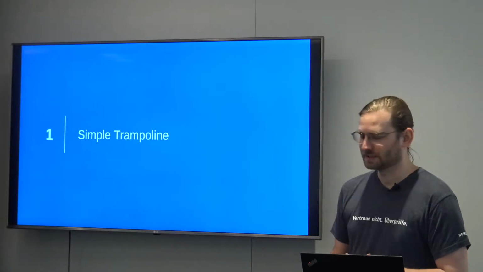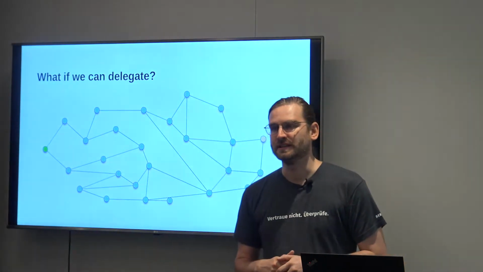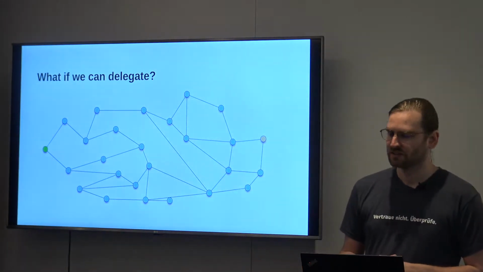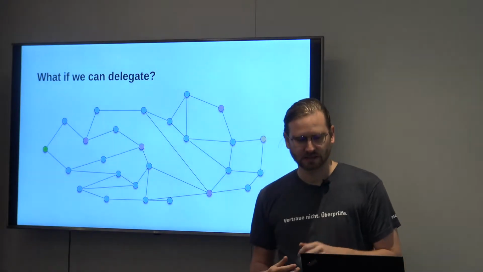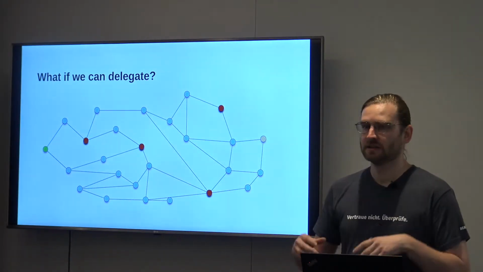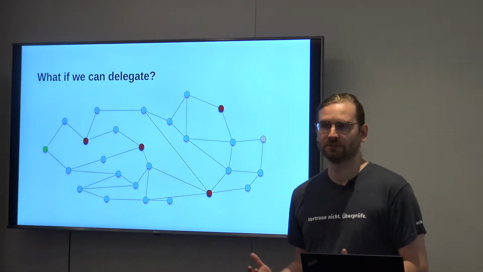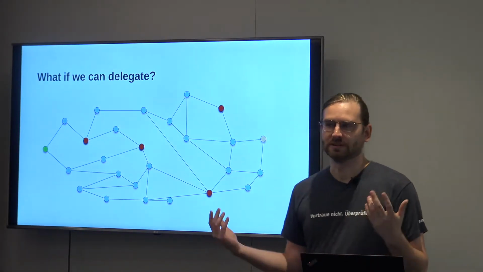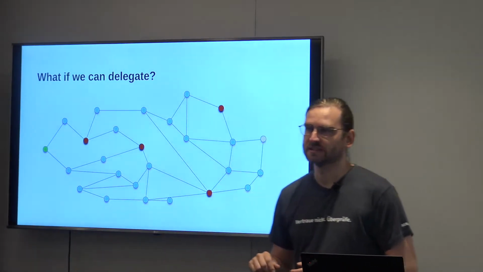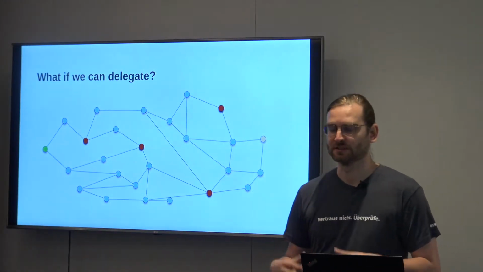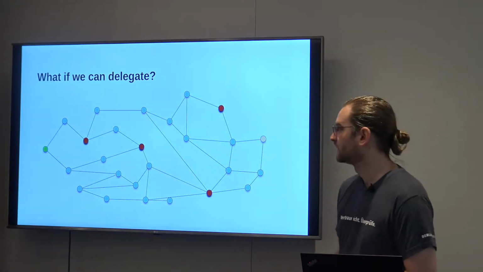Basically, what would happen if we could delegate the route finding mechanism? In the network, we have some nodes that announce themselves to support the trampoline protocol. We just call them trampolines. So the red nodes in this graph are announcing themselves to be trampolines and support this protocol, which allows you to delegate some of these operations to the trampoline.